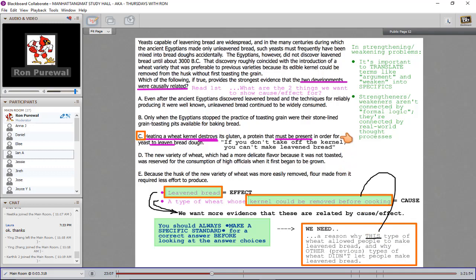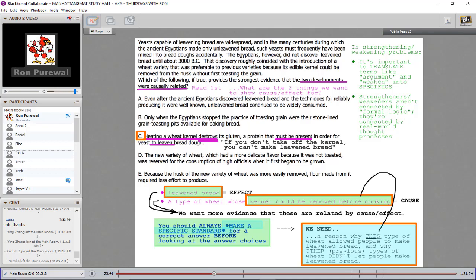But notice if you make this kind of standard before you go to the choices, it's incredibly clear that this choice is correct and that the other four choices are completely irrelevant, because none of them have anything to do with making leavened bread, which is what this argument is all about. So notice the incredible importance of making a standard before you go to the choices. It cannot be overestimated, guys. Always make a standard before you go to the choices.